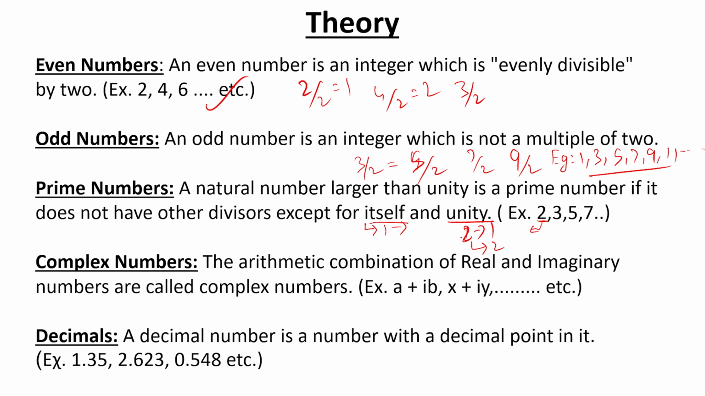It must only have 2 divisors, that is nothing but itself and unity. That is called a prime number. 2 can only be divided by 2 and it can only be divided once. So that's the reason why it is called a prime number.